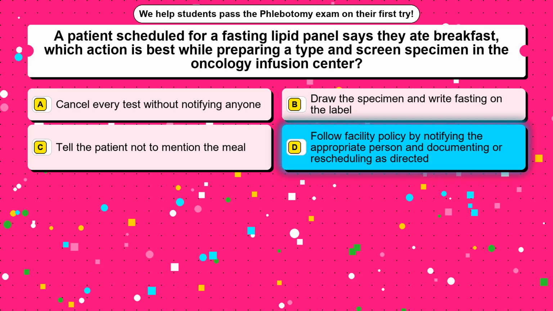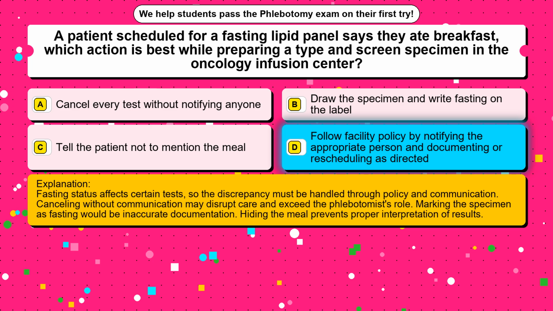The correct answer is option D. Follow facility policy by notifying the appropriate person and documenting or rescheduling as directed. Fasting status affects certain tests, so the discrepancy must be handled through policy and communication. Canceling without communication may disrupt care and exceed the phlebotomist's role. Marking the specimen as fasting would be inaccurate documentation. Hiding the meal prevents proper interpretation of results.